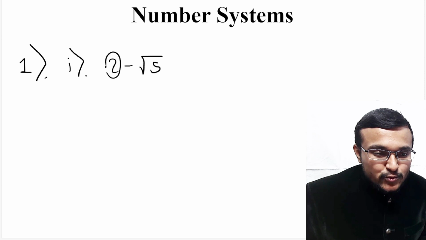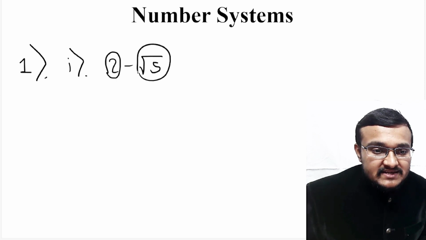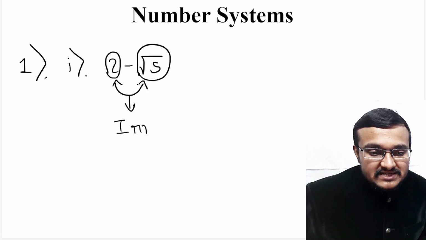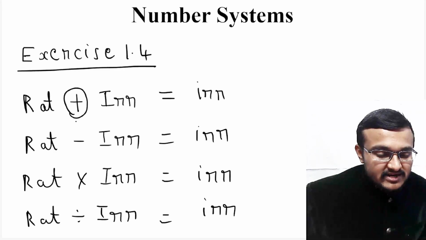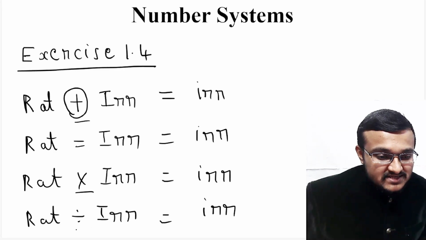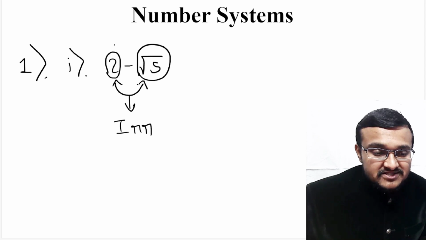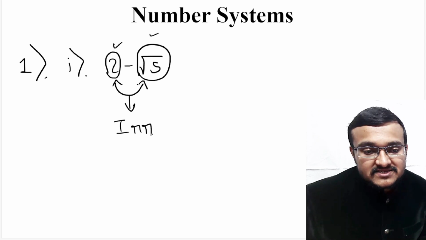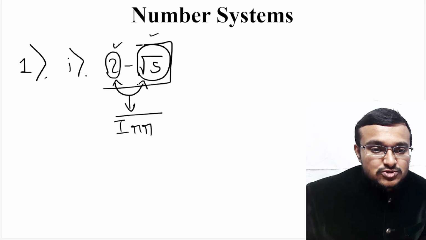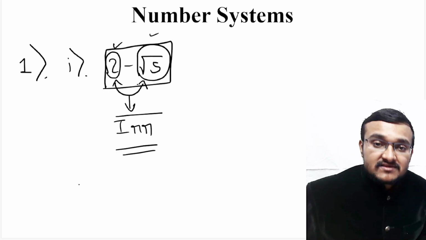So here you can clearly see 2 is a rational number and root 5 is an irrational number. So you are performing the subtraction operation between a rational number and an irrational number. So this will give you an irrational number. Here I have explained that whenever you perform operations between a rational number and an irrational number, always you will get an irrational number. So this entire term, that is 2 minus root 5, is an irrational number.